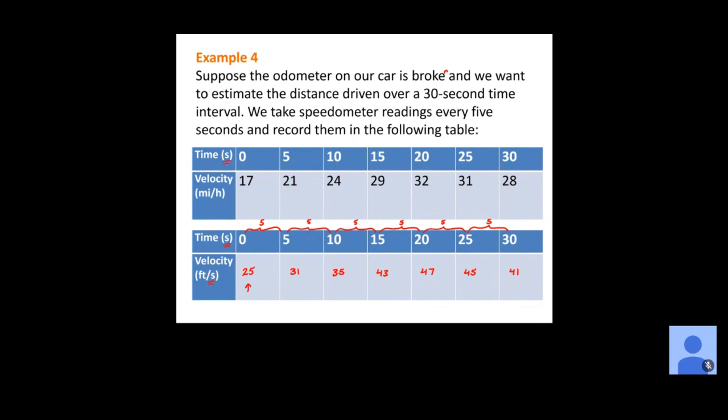and we're going to go up to which value? What's the last that we're going to use? So we're going up to the 25-second time interval, which means we're going to 45 as our velocity, right? So we're going to ignore the 41 this time because we only need 6, right? So it's those first 6 that we're looking at this time. We're going to have 25, 31, 35, 43, 47, and 45.